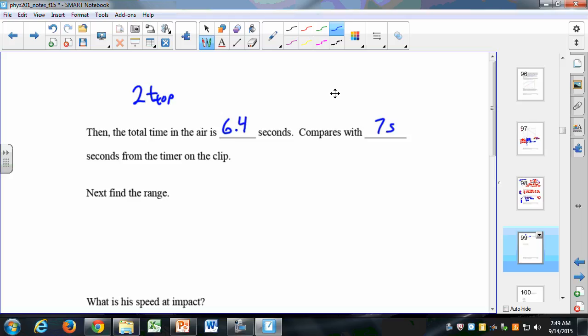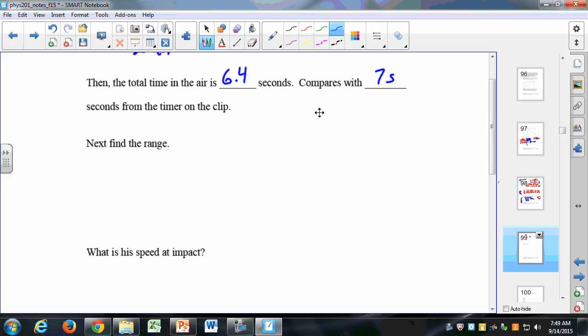All right, next we're going to find the range. This is pretty simple. Remember that x is equal to vx times t. What was that? 32 meters per second times t, which is, gosh, which one do I use? Do I use the 6.4 or the 3.2? I'm going to use the 6.4 seconds. And so that's about almost 200 meters.